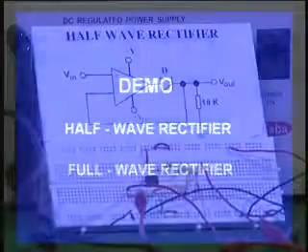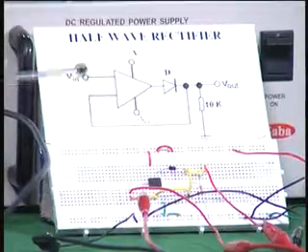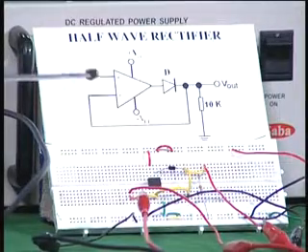So now I will move on to the demonstration lab table and show you how these two circuits work, one after another, in the same manner in which I explained their working. So you can see the circuit board here. This is the same circuit which I explained to you.